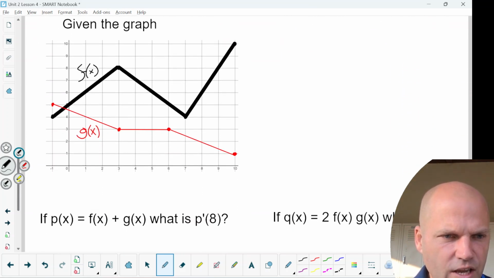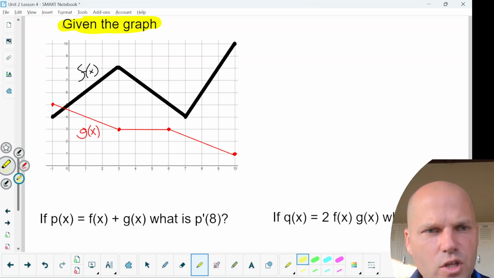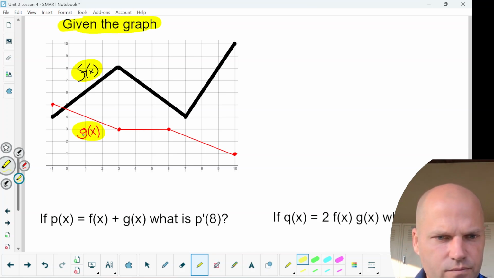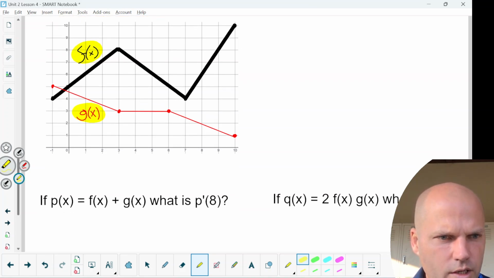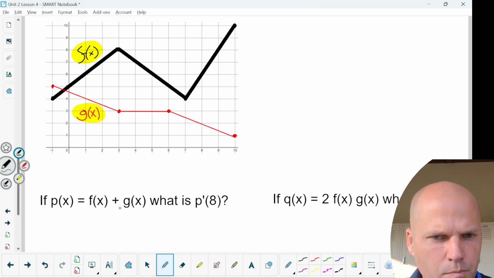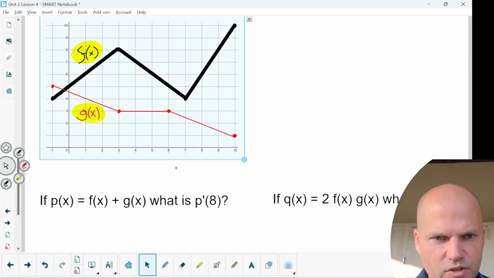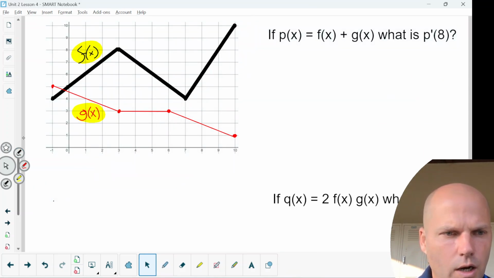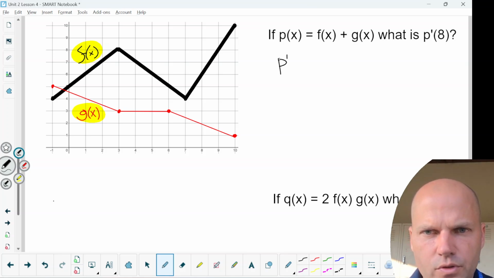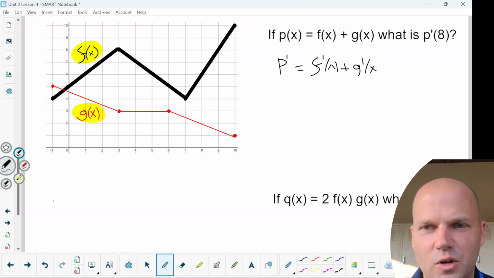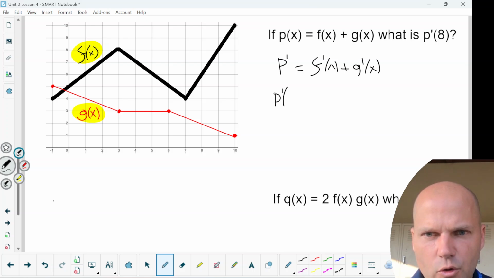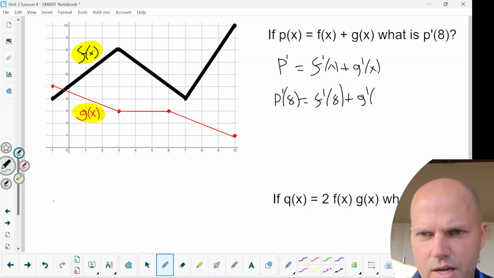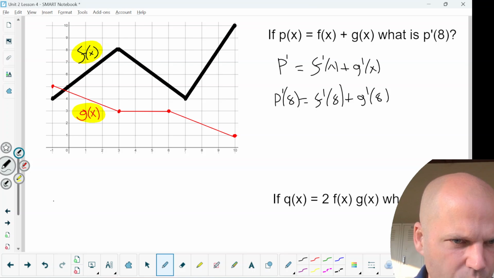But what if I just gave you a graph? And I didn't give you the equation. I just said, here's f and here's g. And I ask you, what is p's slope at 8 if p is f plus g? I'm going to move this up here. All right, well, p's slope, since it's a sum, is just f's slope plus g's slope. P's slope at 8 would be f's slope at 8 plus g's slope at 8. Well, how the heck do I find f slope and g slope?